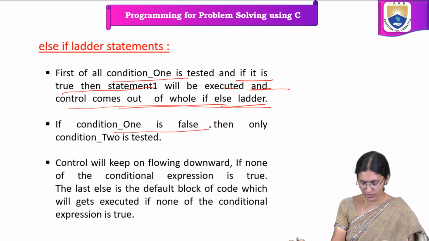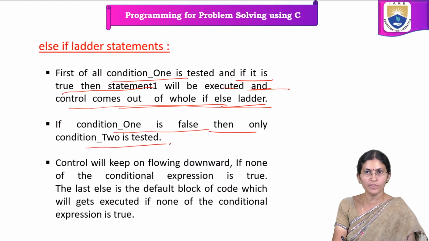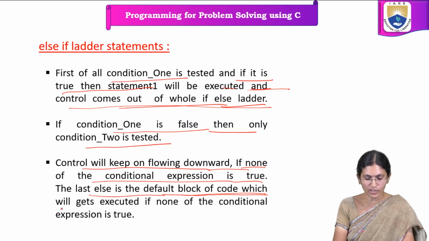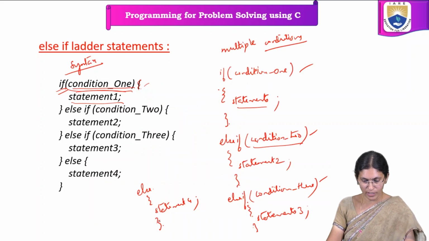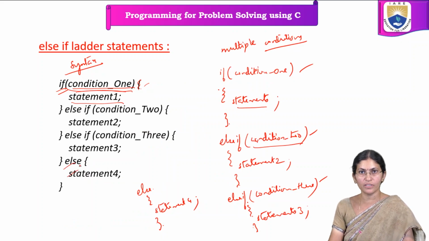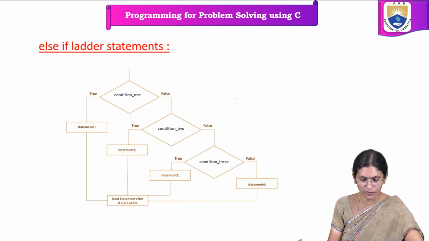If condition 1 is false, then condition 2 is tested. In this way the control keeps on flowing downwards if none of the conditional expressions is true. The last else is the default block of code, which will get executed if none of the conditional expressions is true. So if none of the conditions is true, then the last part in the else part will get executed. So let us see the flowchart for this.